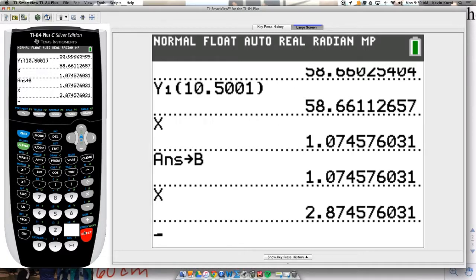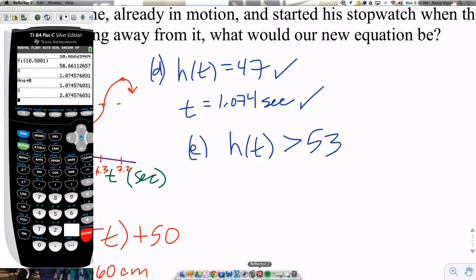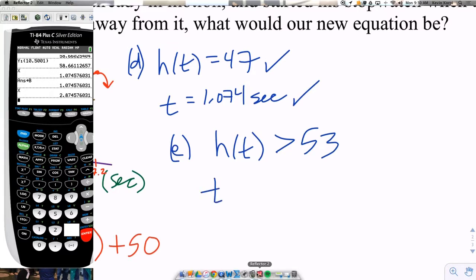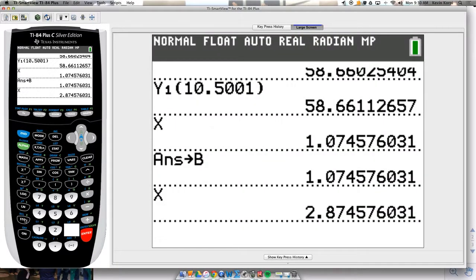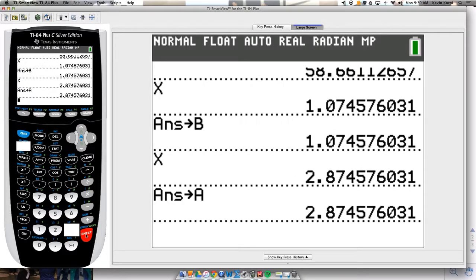Now, that's the value that we need to use. So I'm going to write that down. That's T equaling 2.87, or 2.874 seconds, and I'm going to store that as A. So this is the first time I actually need to store a value. So I'm going to call it A on my paper. On my calculator, I'm going to hit store, alpha A, and there it is.